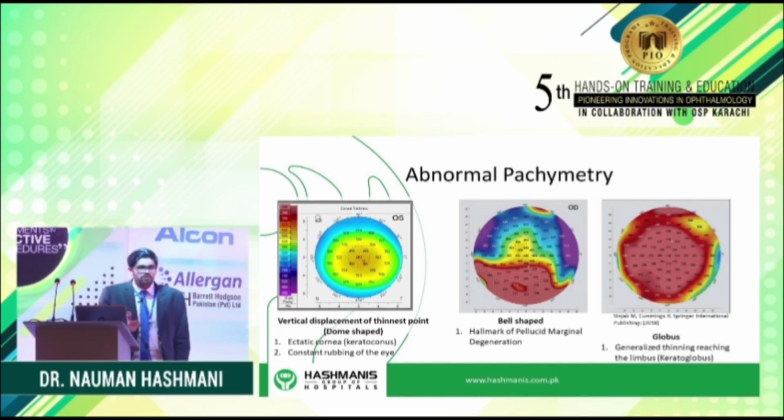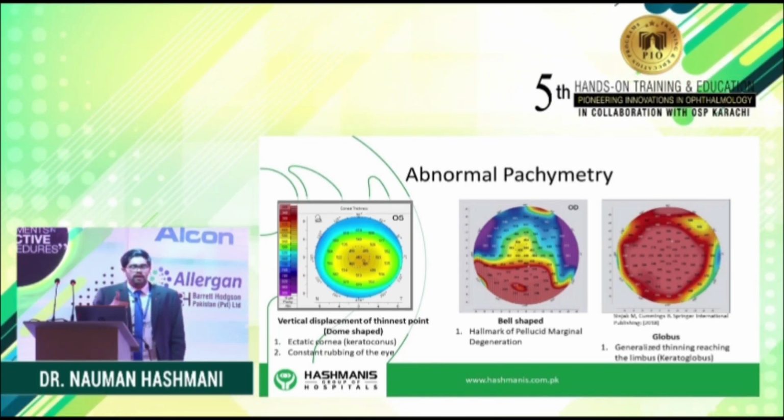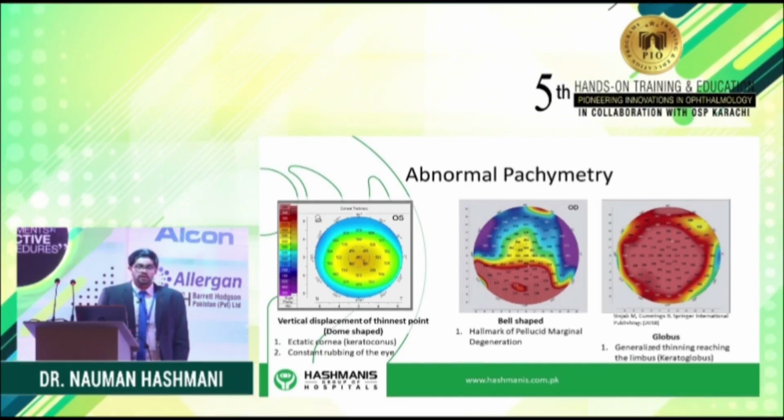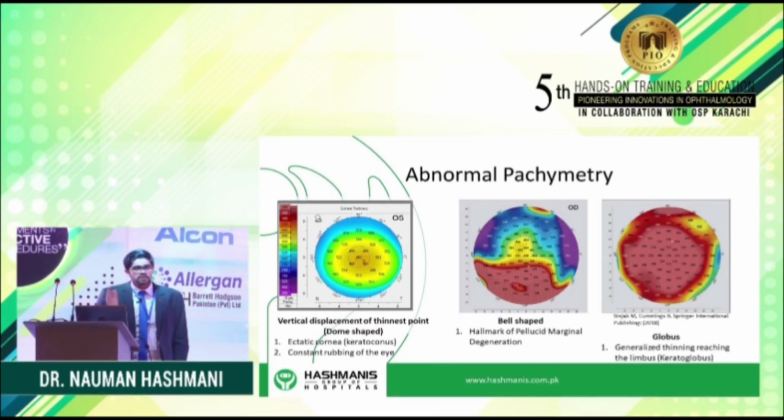Because you will see a thin cornea, and if you don't see a thin cornea, and it's a particularly thick cornea, but you see a displacement, then you have to start thinking that this is a weak cornea despite being very thick.